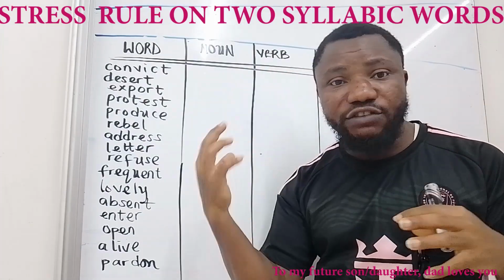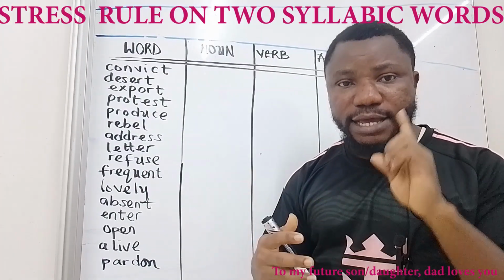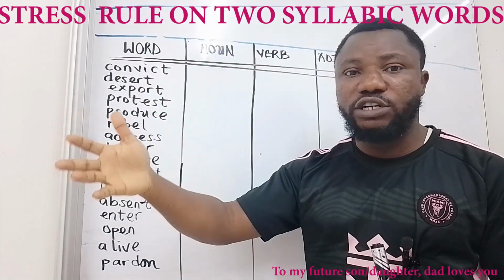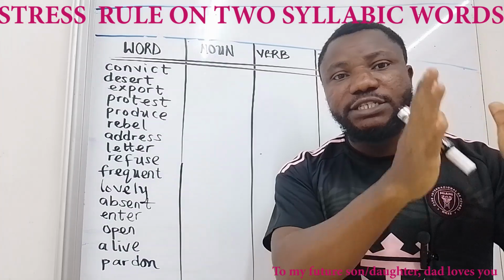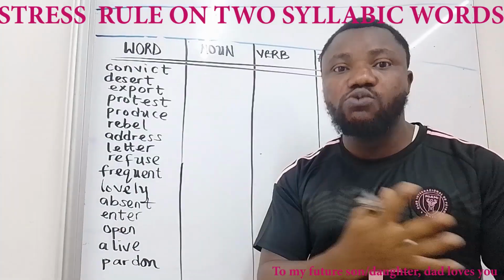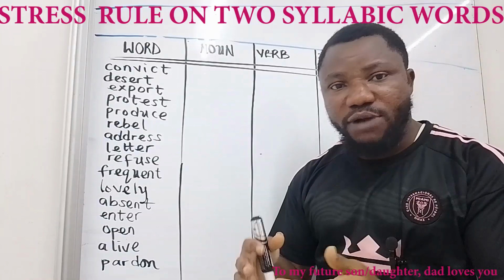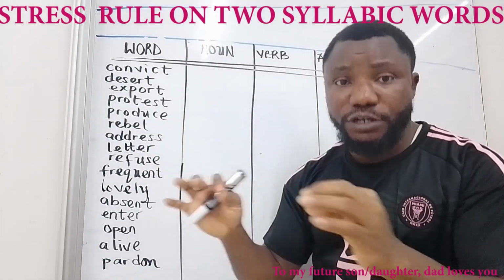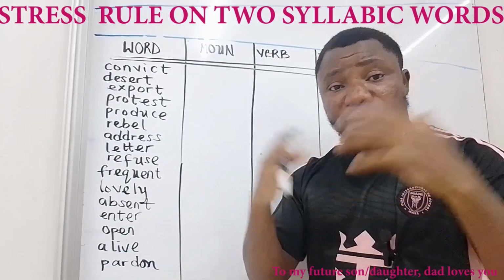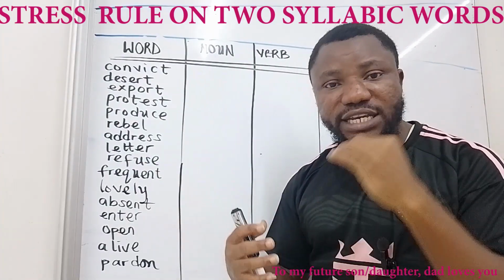So first of all, we have a general rule to apply when you have 2-syllabic words, words with 2 syllables, and the rule is this: when you have a 2-syllabic noun word or nominal word, your stress should be on the first syllable of the word. I take that again. The rule simply says that a 2-syllabic noun word will take its stress on the first syllable. Whereas a 2-syllabic verbal word, that is a verb, will take its stress on the second syllable. The adjective assumes the same rule as the noun. So a 2-syllabic adjectival word will take its stress on the first syllable.